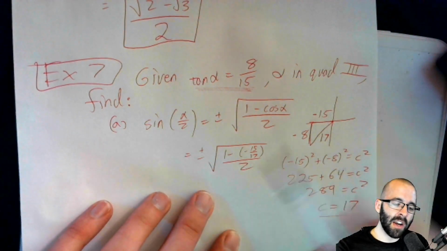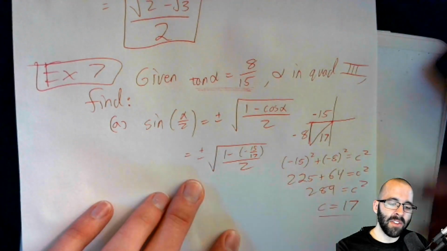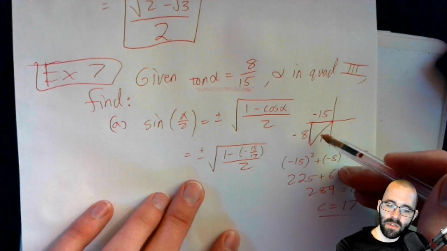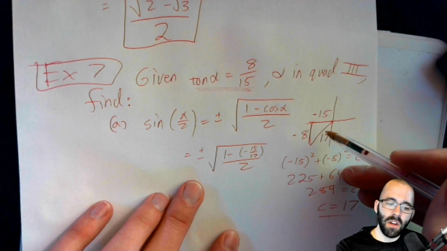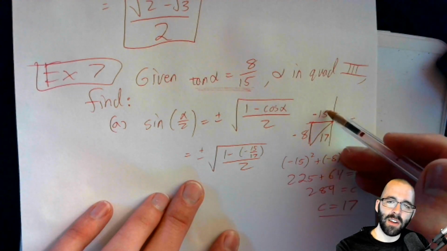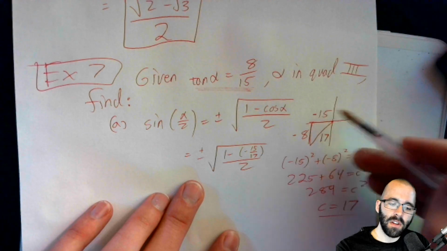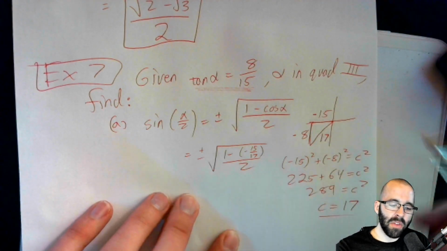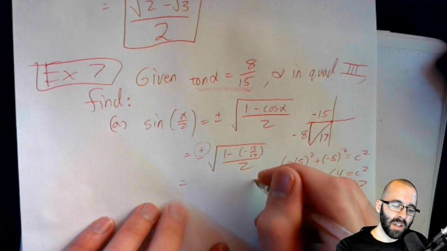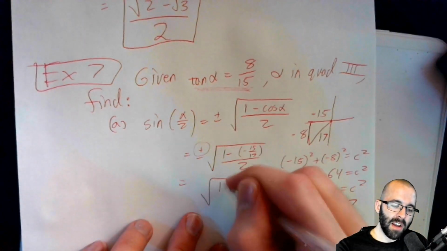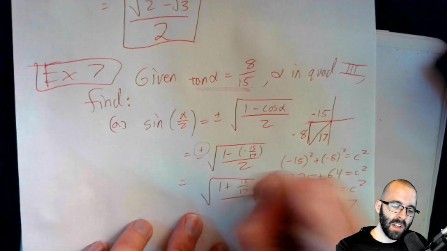But one way of figuring out whether the sign's going to be positive or negative is that if you have an angle in the third quadrant, half of that angle is either in the first quadrant or the second quadrant. And notice that sine's positive in both of those. So we're actually going to choose this positive part. So we're going to get the square root of (1 plus 15/17) over 2.